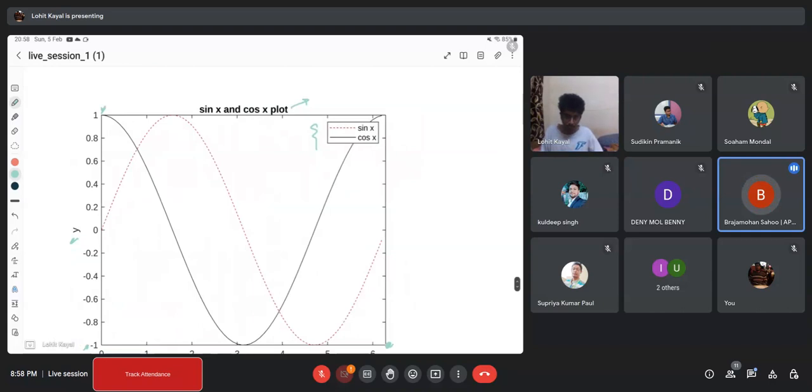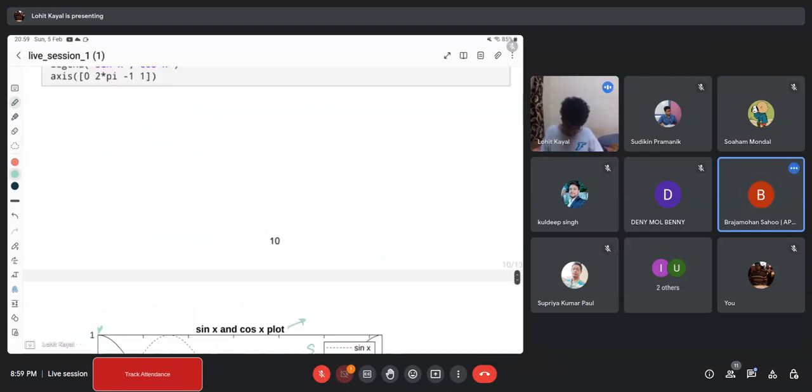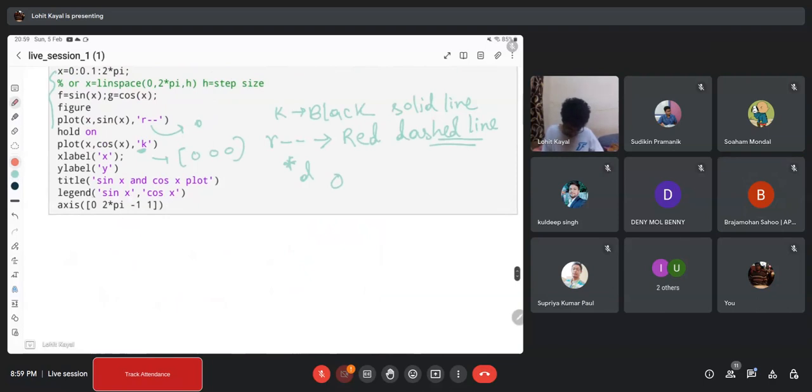Sir, how do we define the axis? 0, 2 pi, minus 1, 1. This one. Define axis, change it to anything, 0 to 4 pi, minus 2 to plus 2, anything, it will work, no problem. You can specify the limits as you wish.